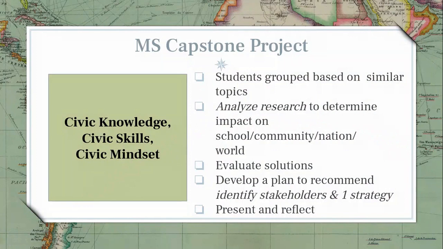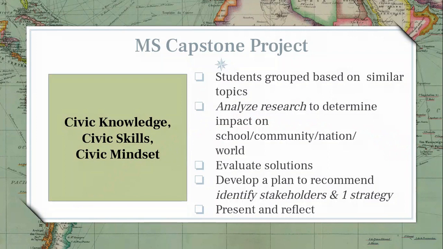So the middle school capstone project is built around those essentials for the Seal of Civic Readiness, right? Civic knowledge, civic skills, and civic mindset. So what I really like is that this process, my hope is that this is going to be a very unique opportunity for these students taking Accelerated Global 9. It's going to build on what we're already doing. It's going to kind of reestablish some of these really important concepts like enduring issues that we talk about.